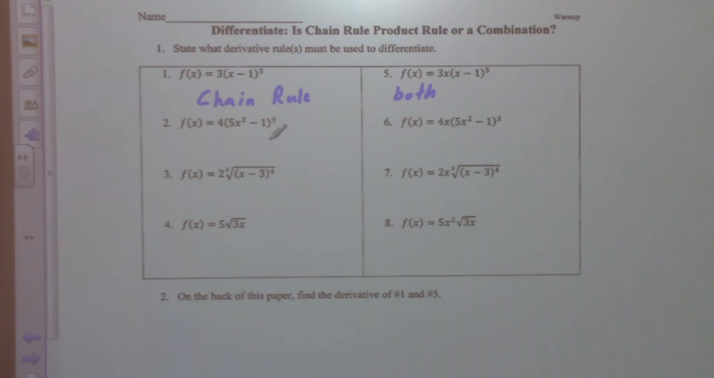And then we have this one here, number 2. Same, right? Chain rule. In fact, chain rule is going to be the same for all of these. What about these ones here? Both, right? So on the back of this paper, find the derivative of number 1 and number 5. So just work those out.